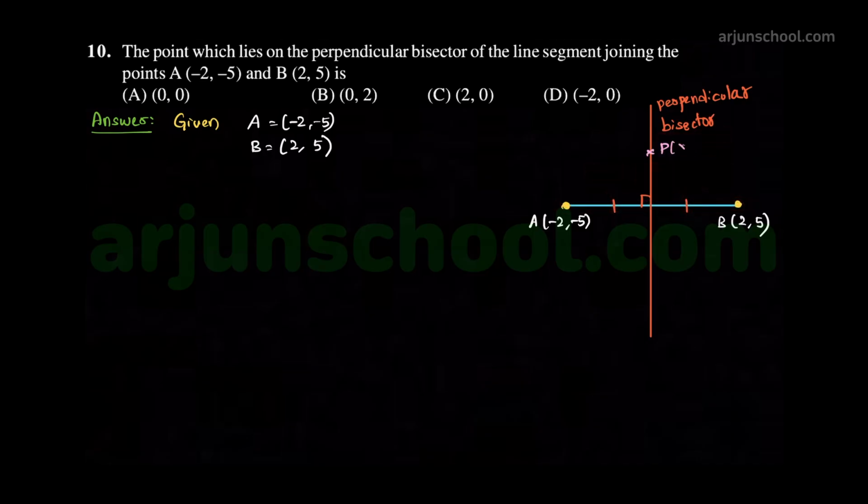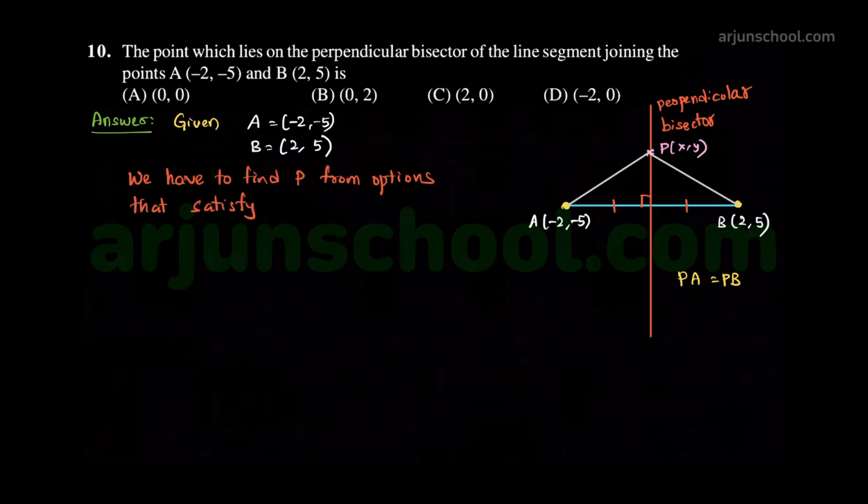Now let us assume a point P(x, y) on this perpendicular bisector. And by definition, the distance from this point to point A or point B is equal, which means PA is equal to PB. Now we have to find a point P from the options that satisfy PA is equal to PB. Let us start with option A, which is P is equal to (0, 0).